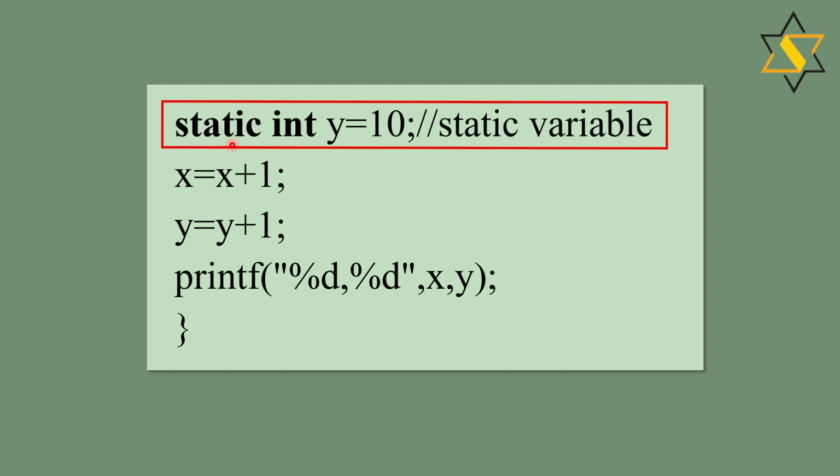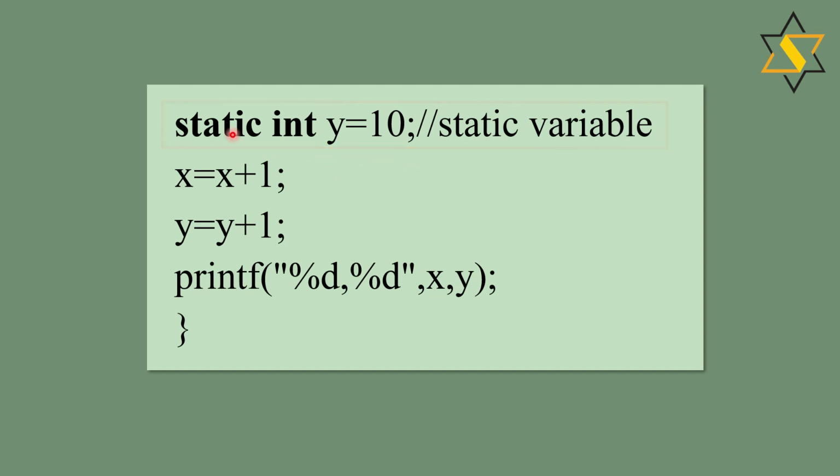So if you want to declare any static variable, you need to define static as a keyword, and then with that keyword you define the data type, variable name, and the value. This is what static means: this value is static. You can't change this value. If you want to change it to y equal to 20, you can't. So this value is the same in the whole function.